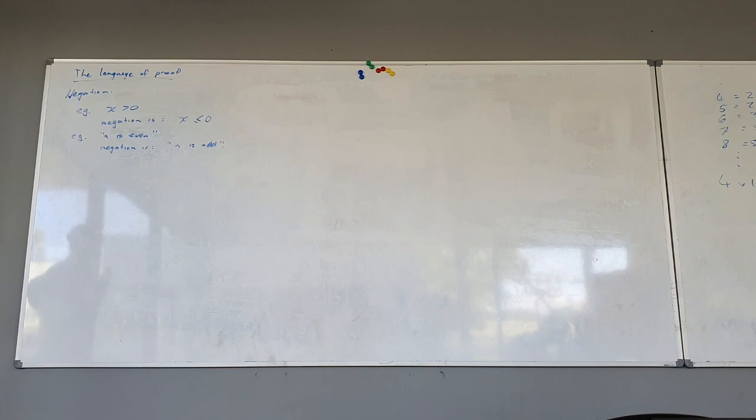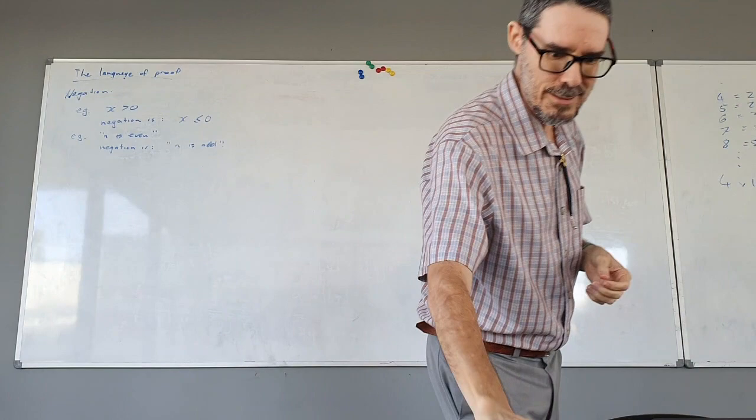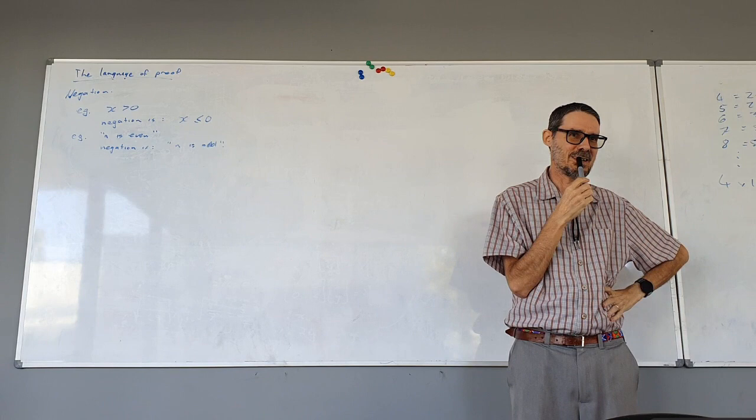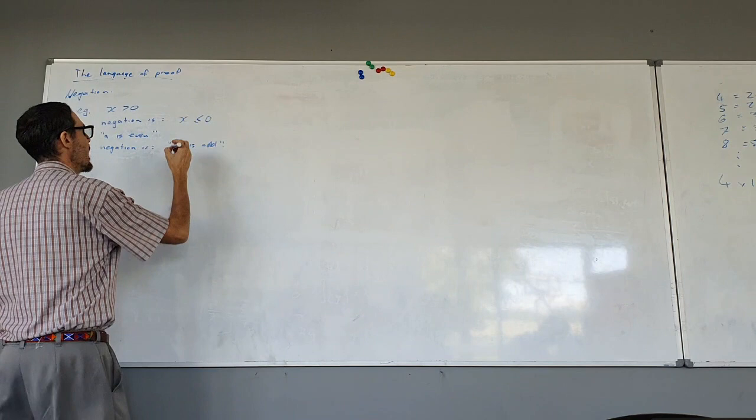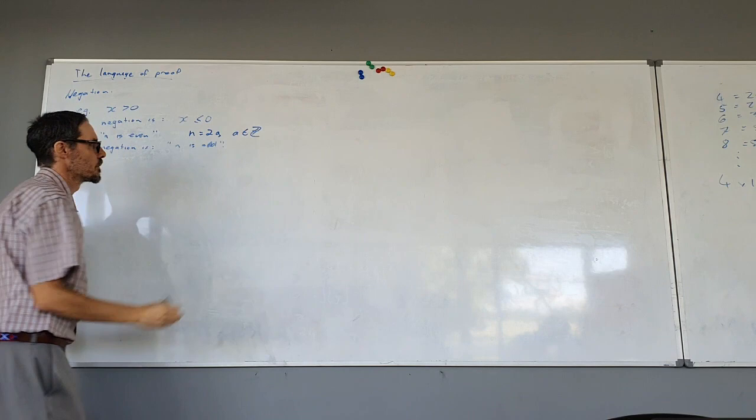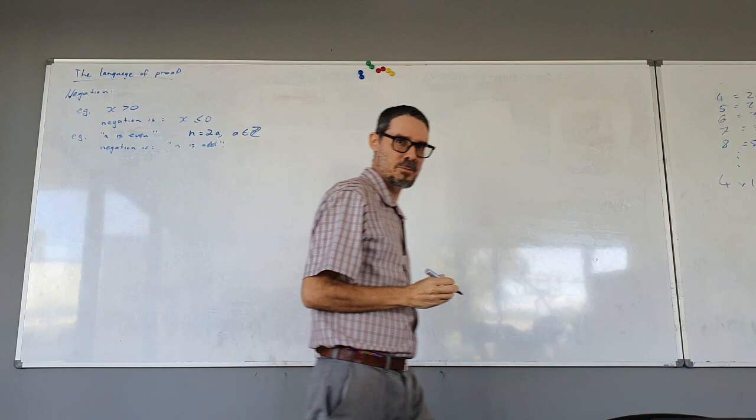Eddie can. How can I write n is even using math notation instead of words? Give them a few seconds to think. So it feels awkward. Okay, tell them, Eddie. Where n equals 2a, where a is an integer. See why that works? If it's 2 times some integer, then it has to be even.